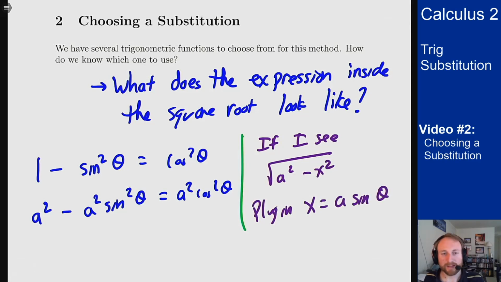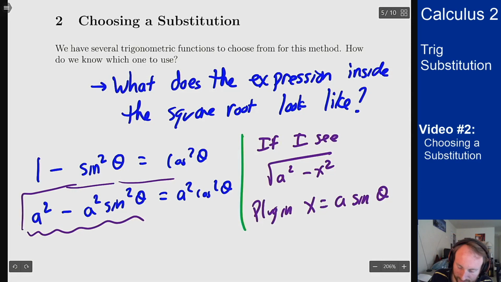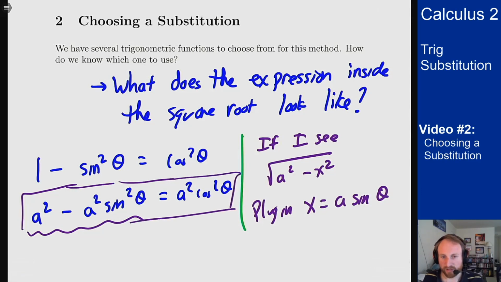Why? Because if I do that, I will then see this thing under the square root, which simplifies to a squared cosine squared theta, and then the square roots go away with the squareds. So we're taking advantage of the structure of how these trigonometric functions relate to each other to tell us what to plug into those expressions. So if I see a squared minus x squared, I should plug in a sine theta.